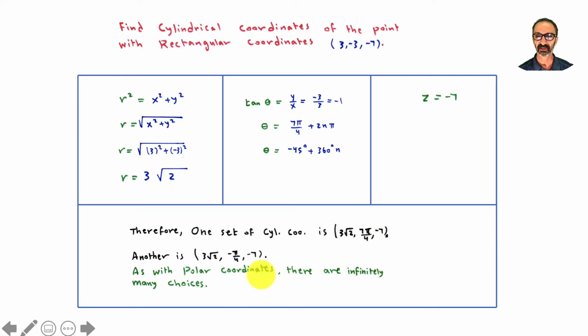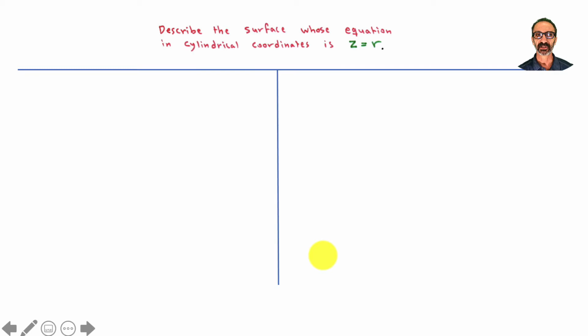So something different about rectangular coordinates. Describe the surface whose equation in cylindrical coordinates is z equals r. This is something that you want to keep in mind. z equals r. A lot of ways you could describe it, but this is what I have for you.